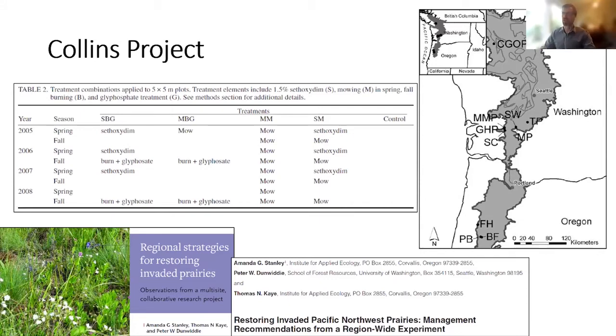So this was called the Collins Project. It was funded by the Collins funding source within the Nature Conservancy, and this ran for about 5 years and is not currently active.